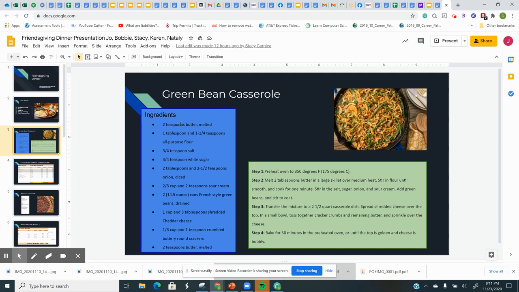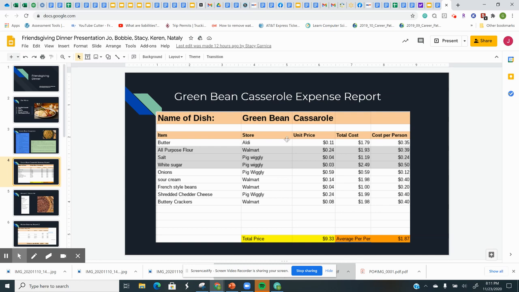But there is quite a bit of butter that we use during the holidays, so you'll want that, sour cream, the green beans, cheese, all of that you'll have to do some shopping for. So she listed the items, where she was going to buy them from, and then she got the price. The unit price depends on if it's ounces or pounds or what have you, and then multiply by how many pounds or ounces you need for that dish.